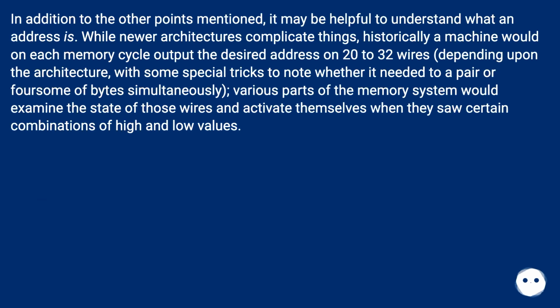In addition to the other points mentioned, it may be helpful to understand what an address is. While newer architectures complicate things, historically a machine would on each memory cycle output the desired address on 20 to 32 wires, depending upon the architecture, with some special tricks to note whether it needed a pair or foursome of bytes simultaneously. Various parts of the memory system would examine the state of those wires and activate themselves when they saw certain combinations of high and low values.